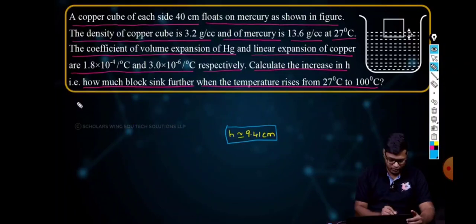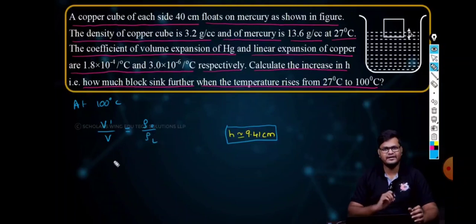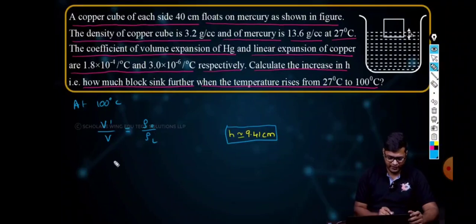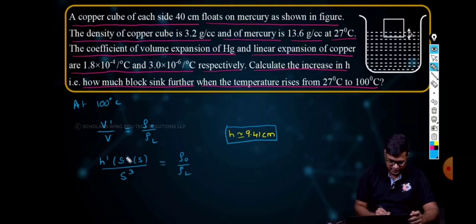Let us find that. At 100 degrees Celsius, again volume immersed by total volume will be equal to density of the object by density of liquid. Now at 100 degrees Celsius, say H dash of the length of the side is immersed in the cube. Then H dash into side square by side cube it should have been, that is equal to density of object by density of liquid. So this cancels, and H dash is equal to density of object by density of liquid into side.